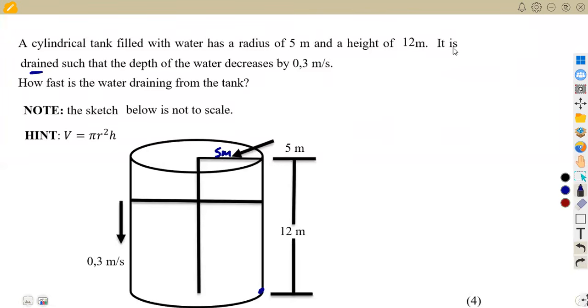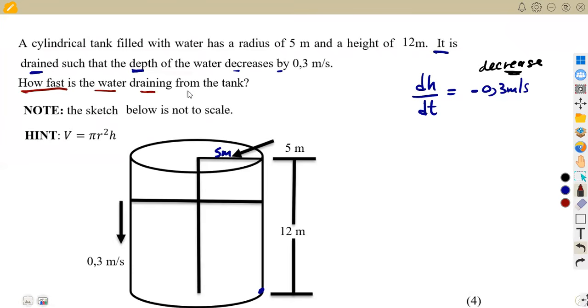So, all right, let us see what is happening. It is drained such that the depth, the height, of water decreases, meaning the height with respect to time. That is what we are given. The height is decreased by 0.3, so it is going to be negative 0.3 meters per second. Since it is a decrease, it is going to carry a negative.